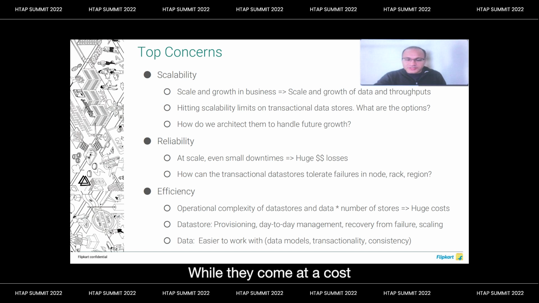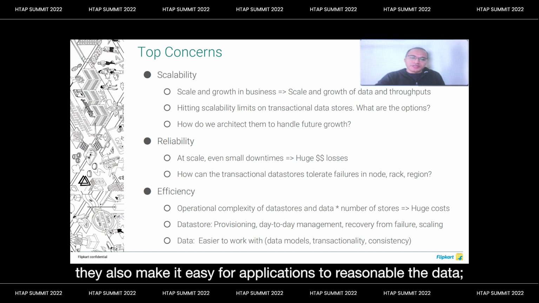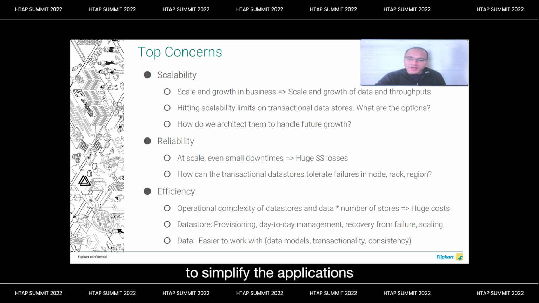While they come at a cost, they also make it easy for applications to reason about the data, they simplify the applications. And the cost of application complexity, right? If the database makes the application complex, then that again has a cost, and that again gets multiplied by the sheer number of data stores and microservices that we have.